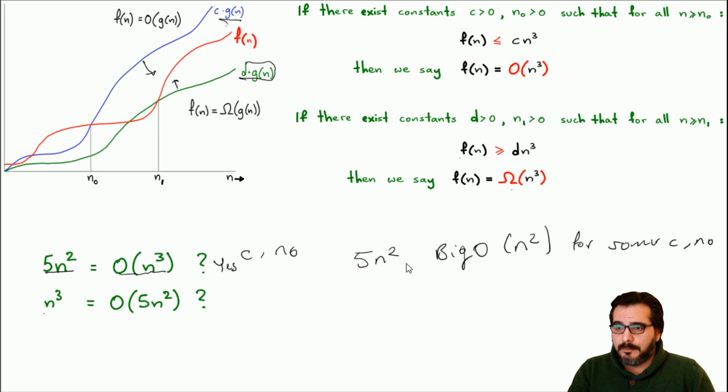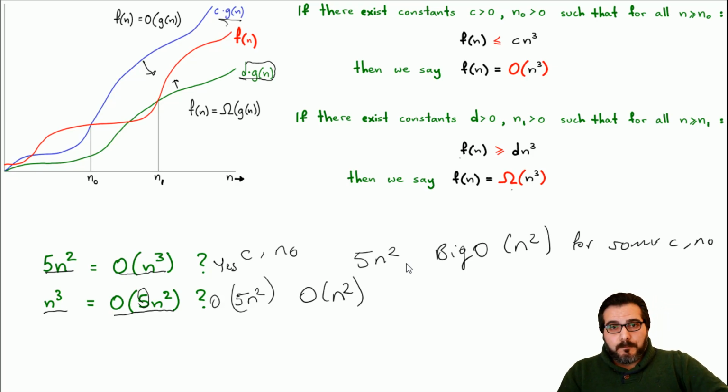What about this? n cubed is equal to big O of 5n squared. First of all, the constant 5 here should not be there. You can't write big O of 5n squared. It's basically big O of n squared. So the meaning of this equation is, can you upper bound n cubed with n squared?